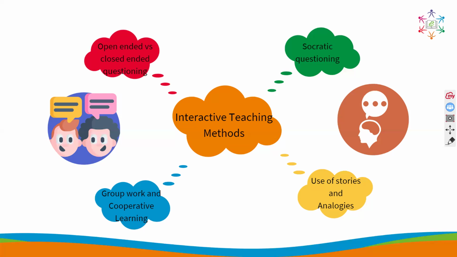Now, the next method is the Socratic questioning method. The purpose of this method is to encourage deep thinking through guided questioning that challenges assumptions and uncovers underlying concepts. So when discussing ecosystems, instead of providing direct answers, use Socratic questioning. Why do you think the population of predators affects the population of prey? What happens if one species is removed from the food chain?